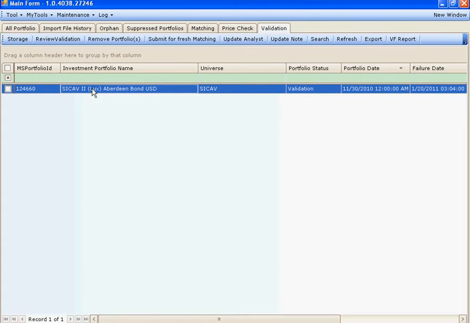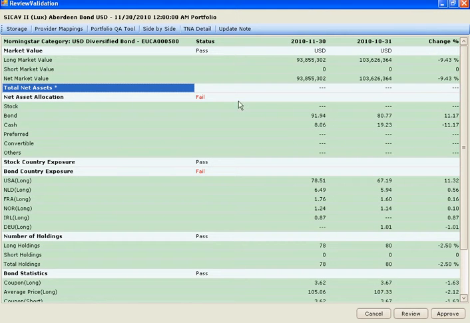Double click. We see this is the validation failure interface. Before we do this, I need to let you know what the portfolio validation is.